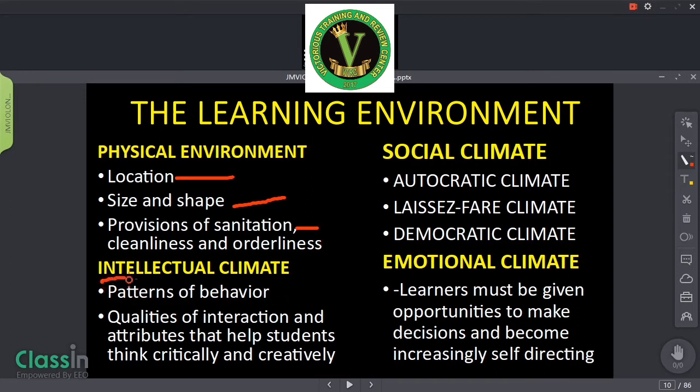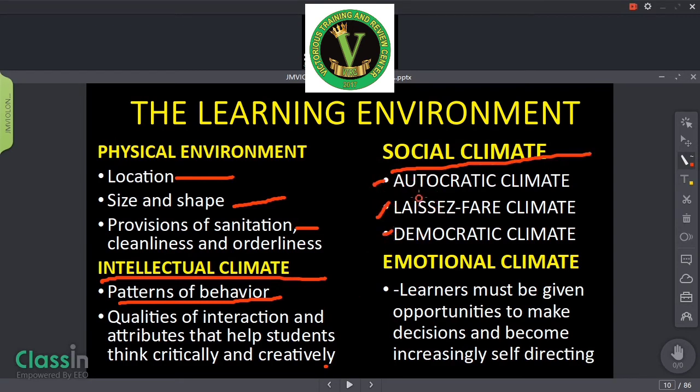The intellectual climate, on the other hand, pertains to the patterns of behavior. As a teacher, it's your job to determine the patterns of behavior of your learners, the qualities of interaction and attributes that help students think critically and creatively. And of course, for the social climate, we have the autocratic, the laissez-faire, and the democratic climate.